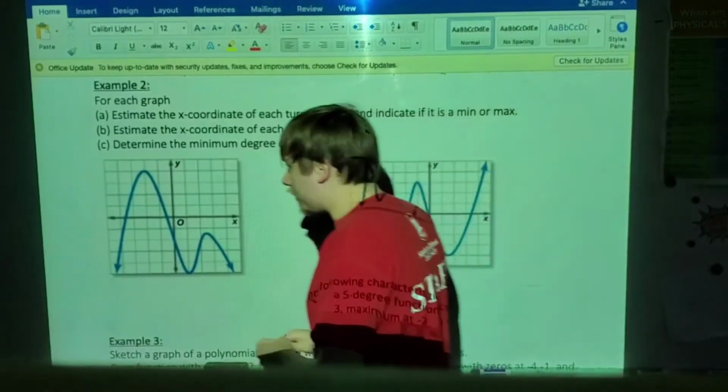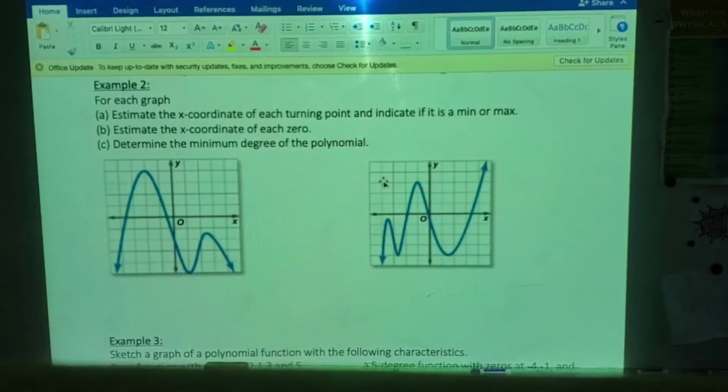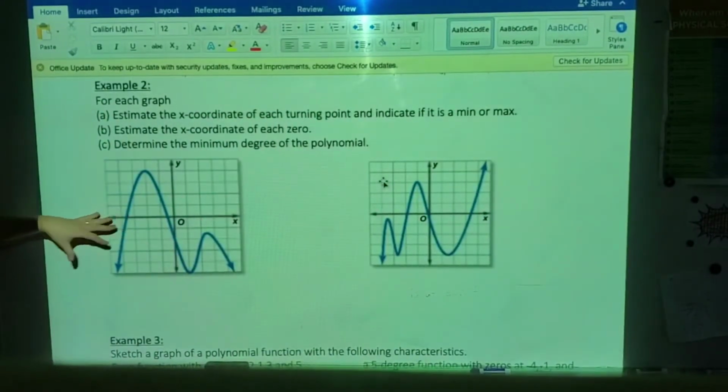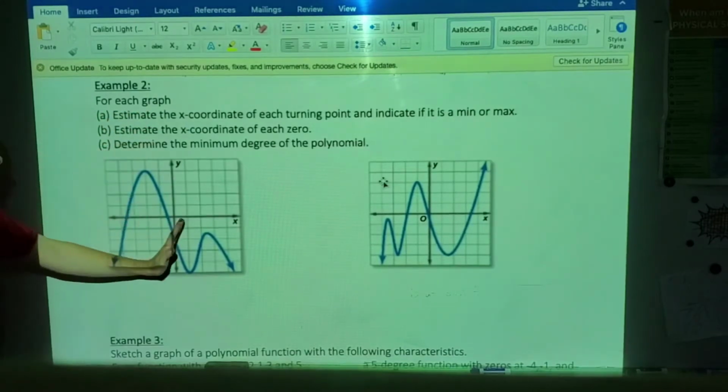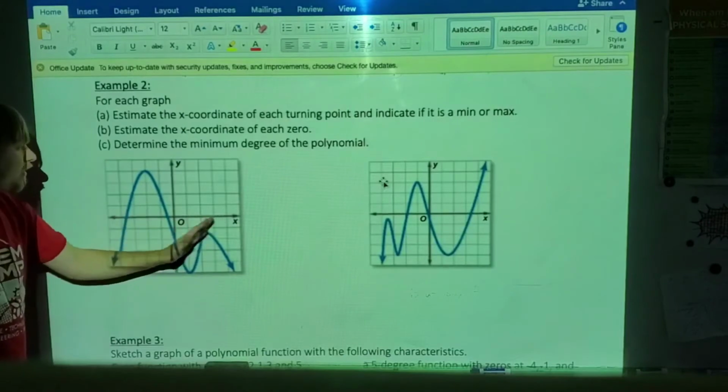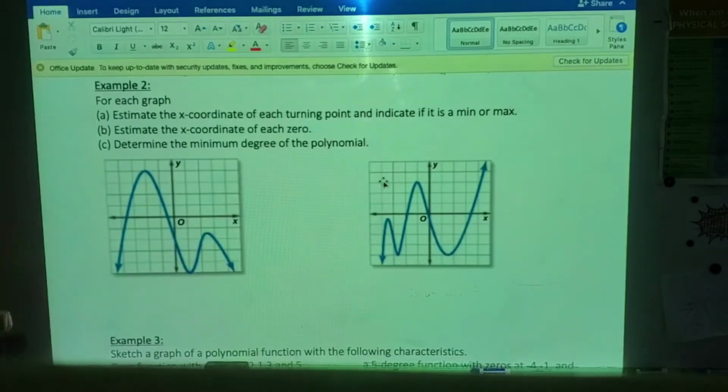Okay, so let's go ahead and do a couple of examples here where we're given a graph, and then we're going to analyze that graph. So here's what we need to do. For each graph, we need to estimate the x-coordinate of each turning point and indicate if it's a min or a max. And then we need to estimate the x-coordinate of each zero, and then using that, we will determine the minimum degree of the polynomial. And so you notice we're going to be focusing on the x part here. So it's just all about how far to the left or how far to the right we have to go to get to these points.